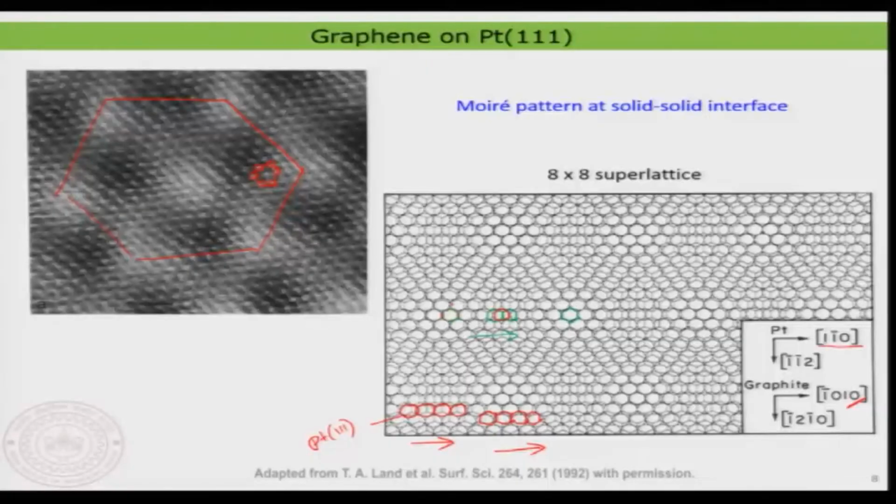So you can go along this direction 8 times, and this direction 8 times, and this direction 8 times, and you basically make an 8x8 superlattice. So for the observed superlattice, you can also start counting how many carbon atoms are along this. And then you can see that the superlattice, or the Moire pattern, that you observed for graphene on the platinum 111 surface is just due to the formation of a superlattice.